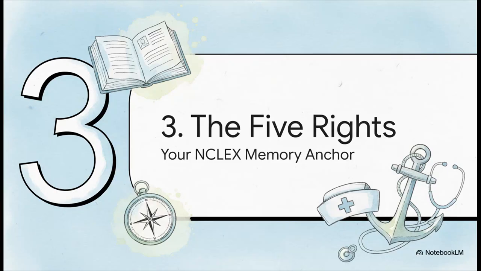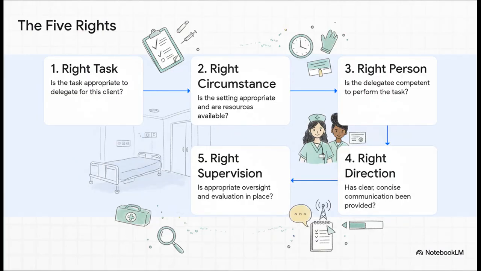Okay, everybody lean in for this next part. If you remember one thing from this whole explainer, make it this: the 5 rights of delegation. This is your playbook. This is your guide. For the NCLEX, this is your ultimate memory anchor. Here they are: right task, right circumstance, right person, right direction and communication, and right supervision and evaluation.